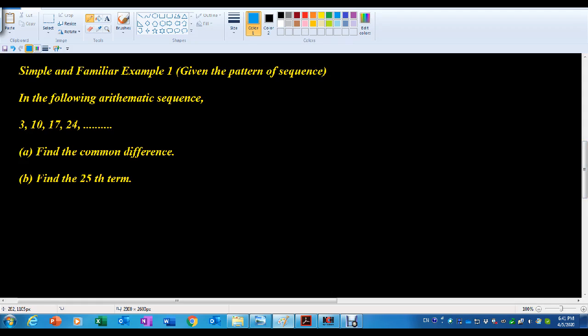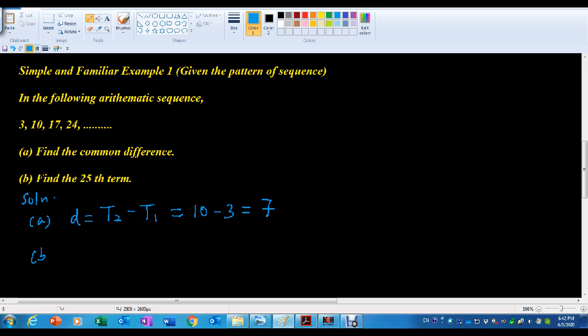As I've said, you might take some time to do it, but I'm going to continue the video. You can pause it if you want. Okay, for this question, if you are going to find the common difference, remember how to find it. You could just use the second term take away the first term, or the third term take away the second term. I'm going to use the second term take away the first term. So the common difference is 7.